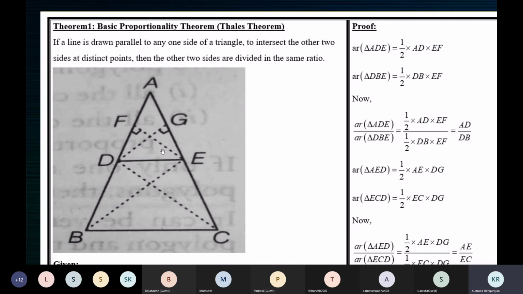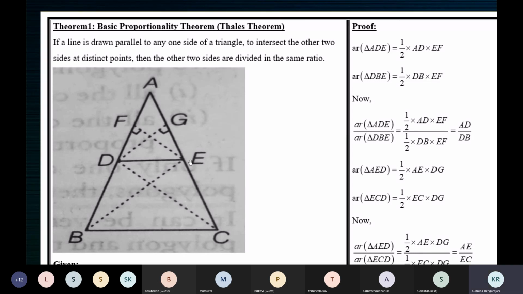Now, the altitude for triangle ADE lies inside it. We know that EF is perpendicular to the side AB. For triangle BDE, if you take BD as the base, the altitude should come from the opposite vertex, and it falls outside the triangle. That means this one is an obtuse triangle. When it's an obtuse triangle, the altitude will lie outside the triangle.